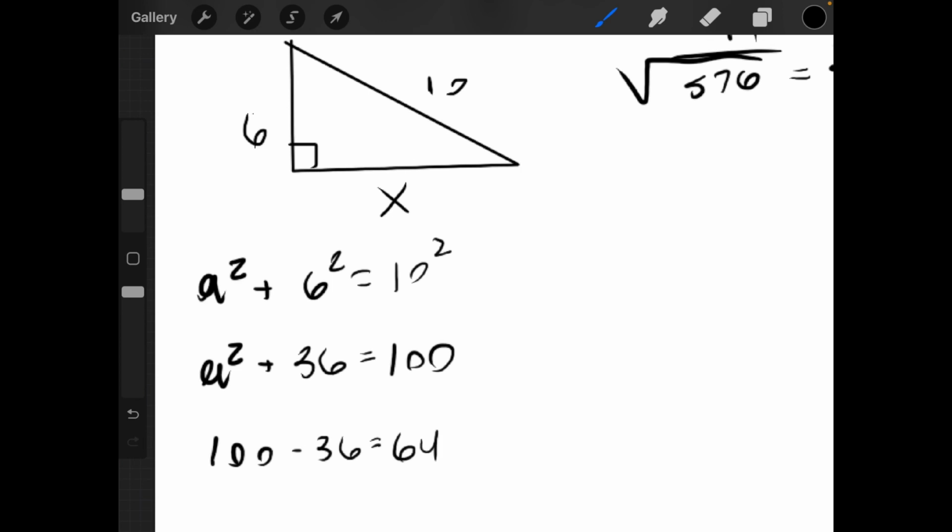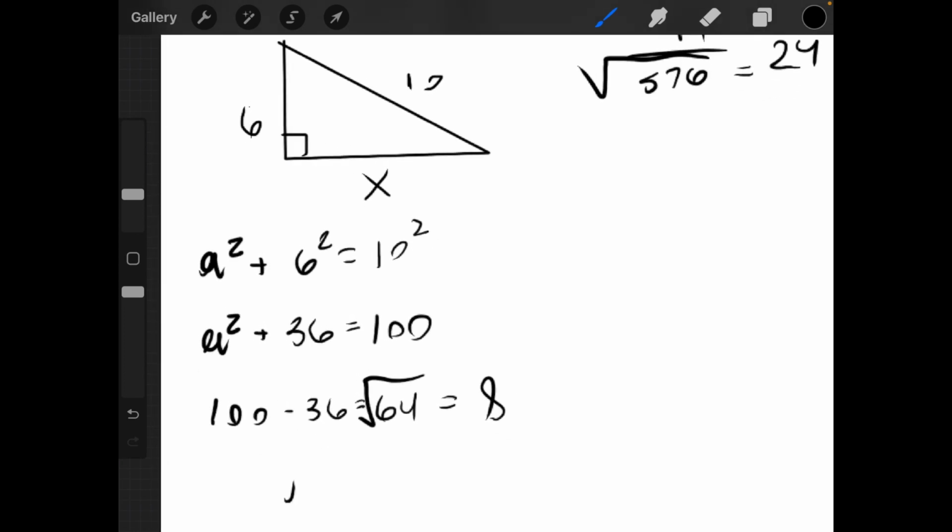Then we have to undo our square by finding the square root, and that is equal to 8. So that means that a is equal to 8.